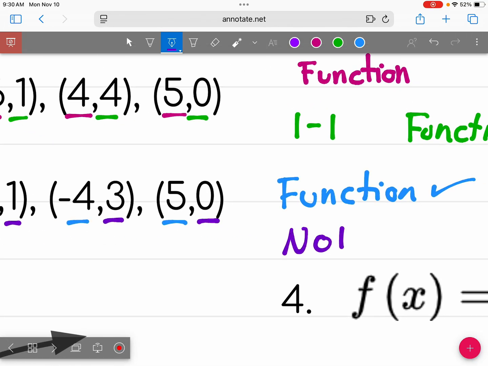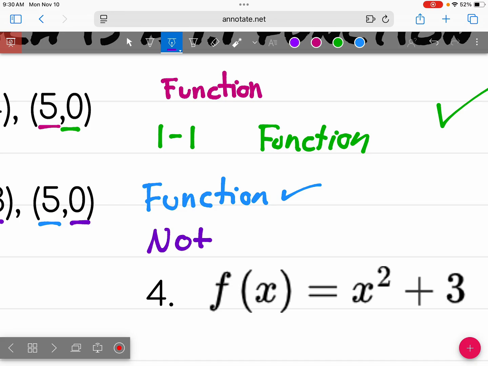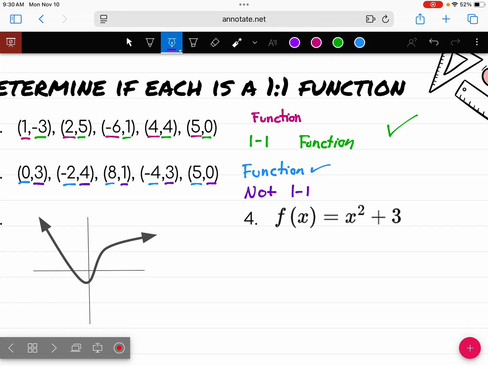No. Why not? Which one's our problem? The 3. Because -4 comes with the 3 and our 0 comes with the 3. Because we have a repeat in our y's. What that means is we would have 2 points on the same horizontal line. Our horizontal line test would fail.